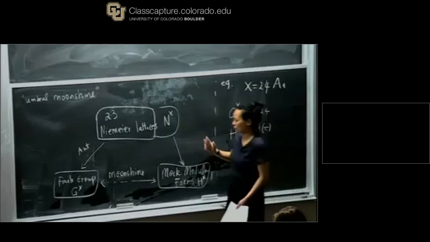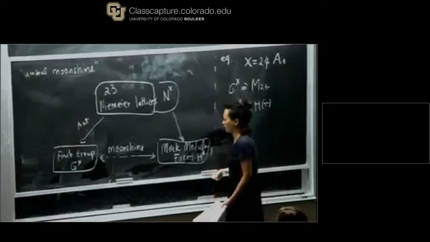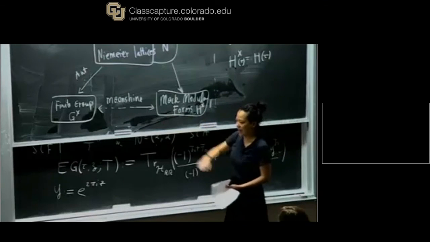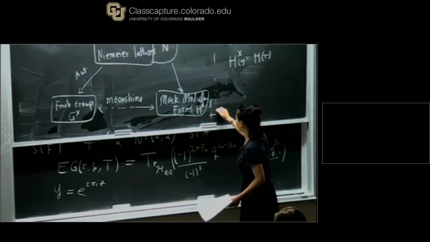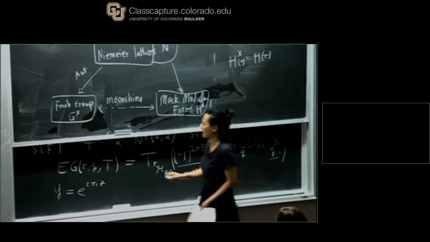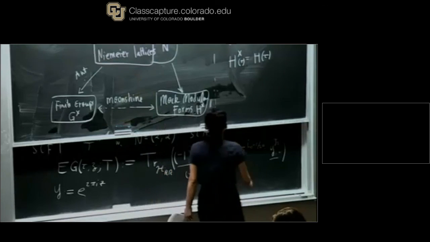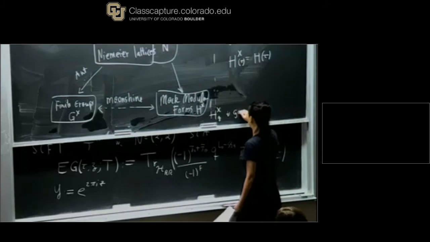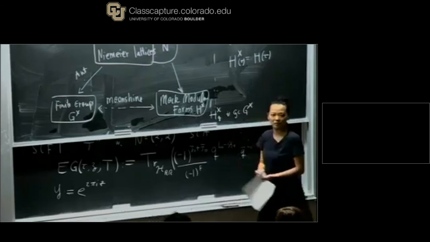But there are 22 more such examples. And after you observe that, you can generalize this construction by looking at how the group acts on the lattice and write down a mock modular form for all elements of G.